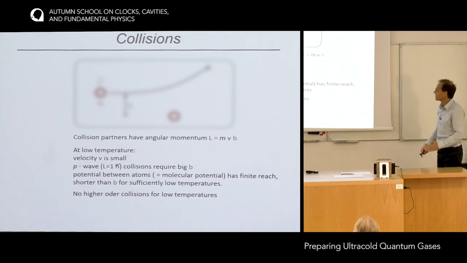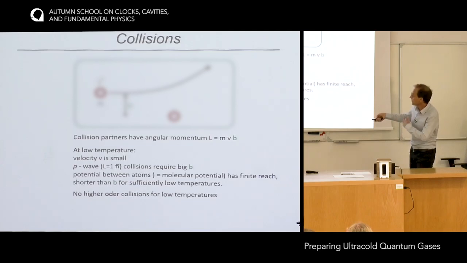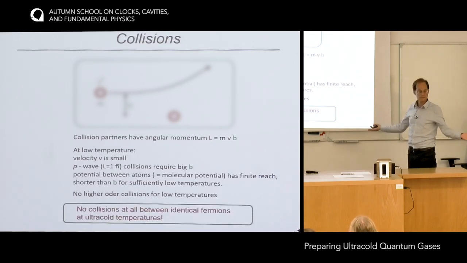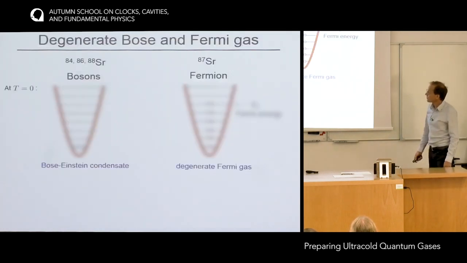So that means for identical fermions, if P wave freezes out, S wave is forbidden. That's it. There are no collisions. They're like ghosts. They avoid each other. It's Pauli exclusion. So yeah, that's a problem.